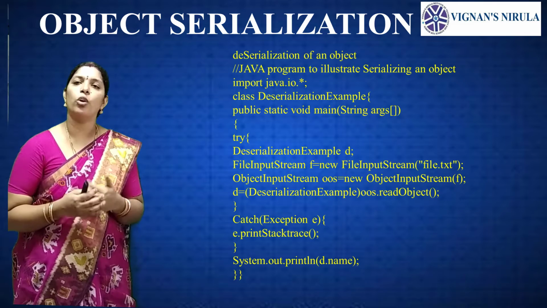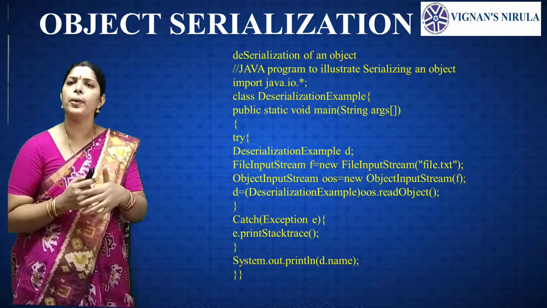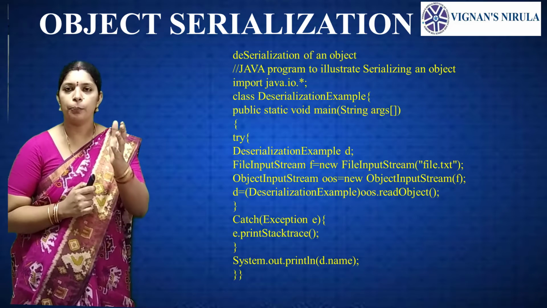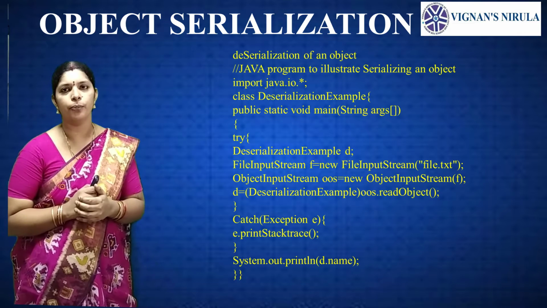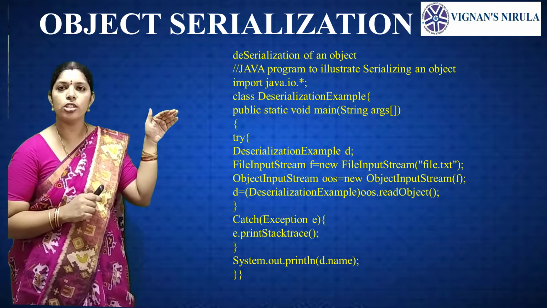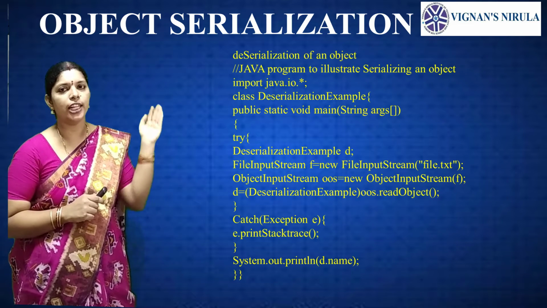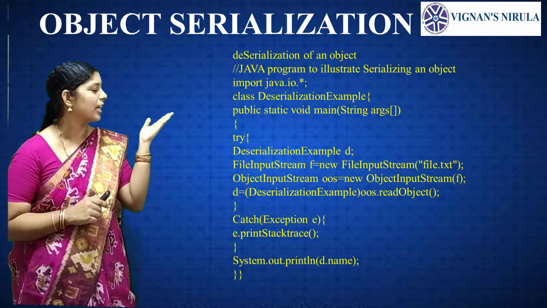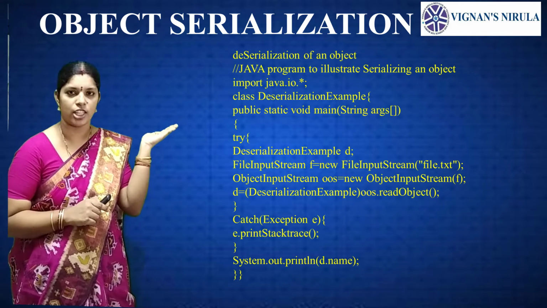Next, let's see the deserialization program. What is meant by deserialization? We are converting the byte stream into the particular object. First of all, we are inserting import java.io.*, and next we are declaring the class DeserializationExample. In that we are using the method public static void main(String args[]). Here also we are using the try and catch block. In the try block, with the class name DeserializationExample we are creating one object.